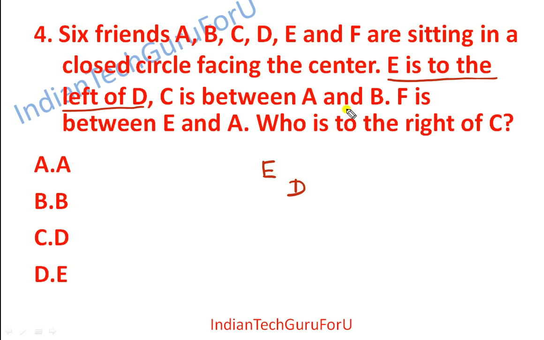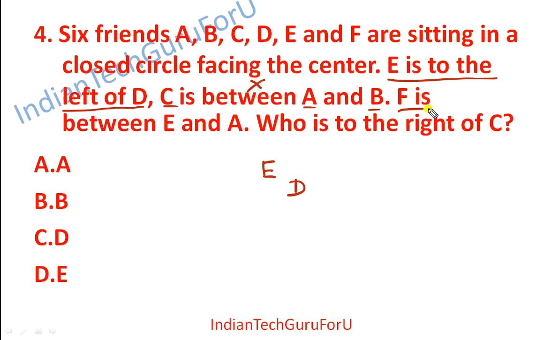Next, C is between A and B. But here we have already given the positions for E and D, and there is no relationship between this statement and either E or D. So these three are all different. That is why we should not consider this statement first. Let us consider the third statement.